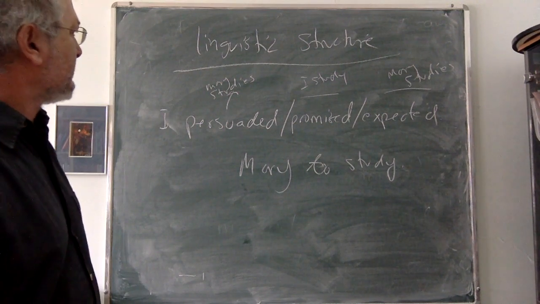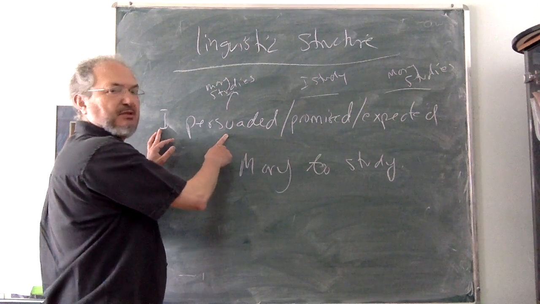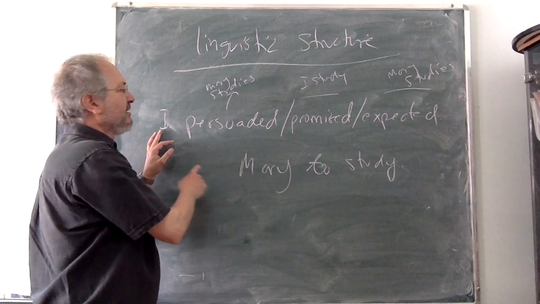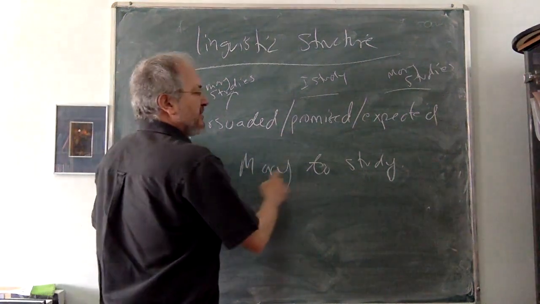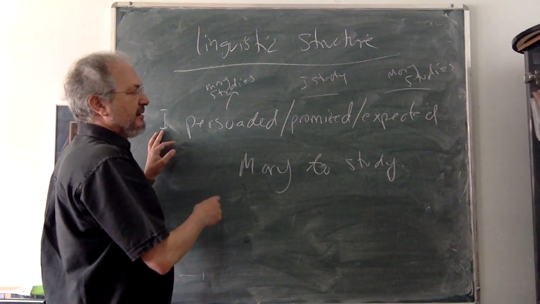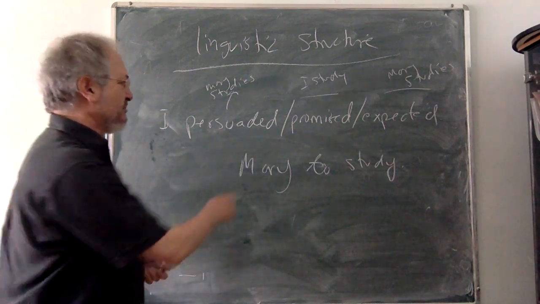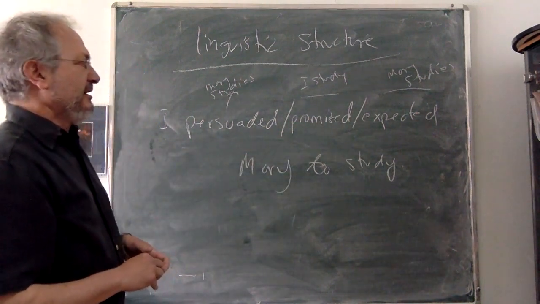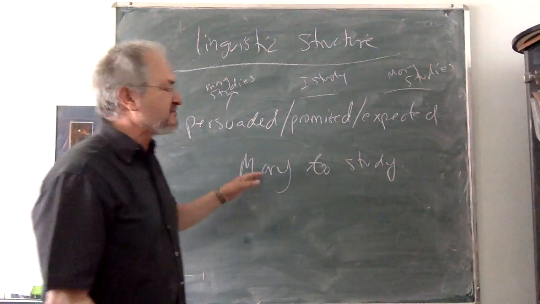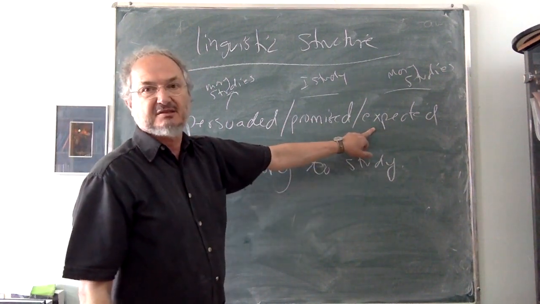But here's the interesting part. When you say I persuaded Mary to study, Mary is persuaded. So Mary is an argument of persuade. Okay? When you say I promised Mary to study, it's still a debate in linguistics whether Mary is an argument of promise. But there's no question about expect. When you say I expected Mary to study, I'm not expecting Mary. I'm expecting Mary to study. So Mary is not an argument of expect.